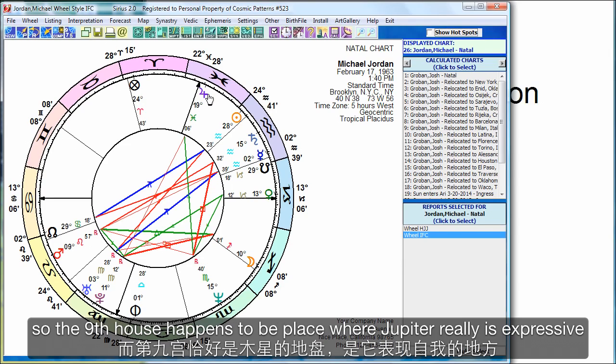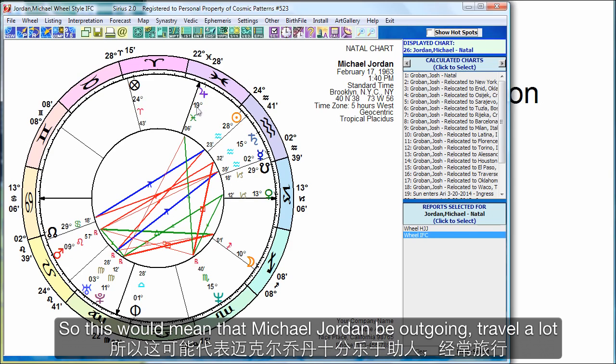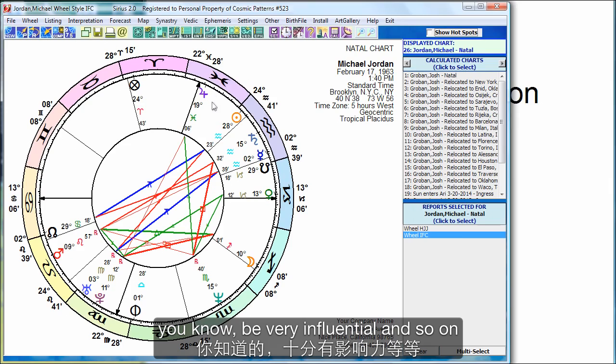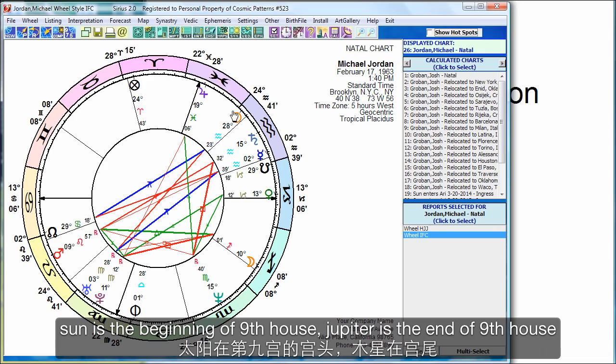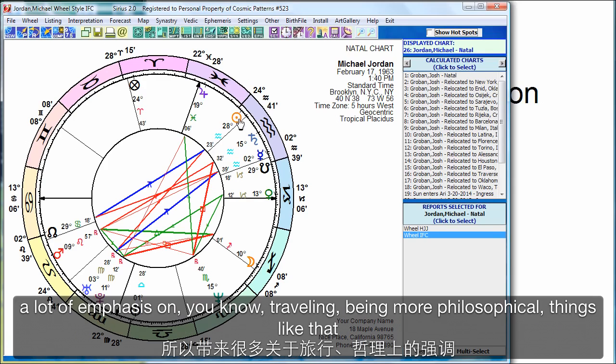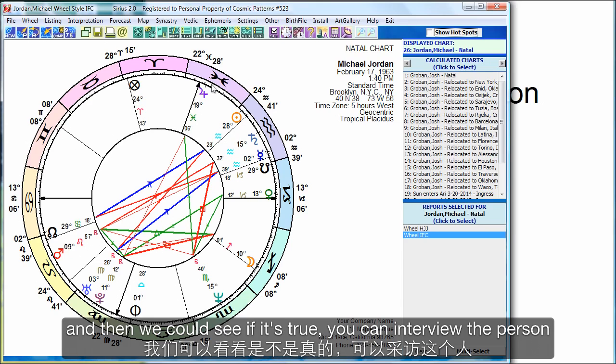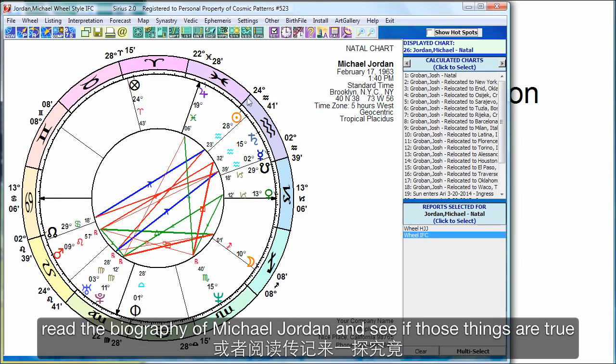So the 9th house happens to be a place where Jupiter really is expressive. So this would mean that Michael Jordan would be outgoing, would travel a lot, be very influential, and so on. And he's got his sun in the 9th house as well. So the sun's at the beginning of the 9th house, Jupiter's at the end of the 9th house. A lot of emphasis on traveling and being more philosophical, things like that. And then we could see if it's true. We could interview the person, read the biography of Michael Jordan, and see if those things are true.